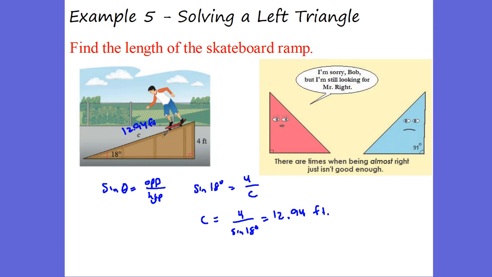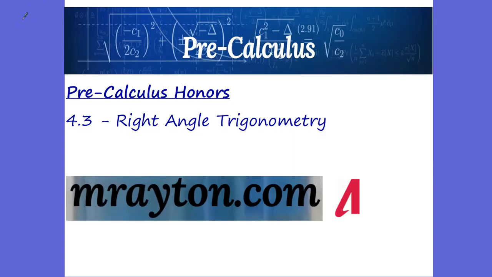Now, if you want to find the last side, you could do it by using the Pythagorean theorem. You could also have found this side over here, then used the Pythagorean theorem to find the hypotenuse. Any way you do it, you can solve it. Okay, and that is 4.3, right angle trigonometry, a little bit of applications, a little bit of problems of how to apply our right angle trigonometry.